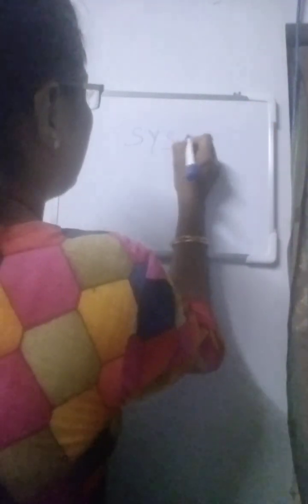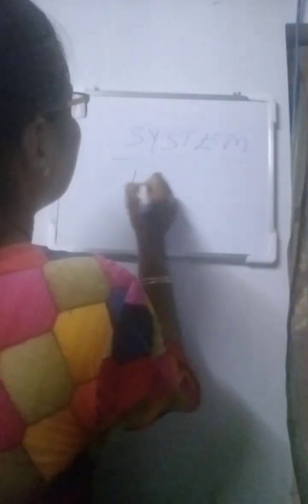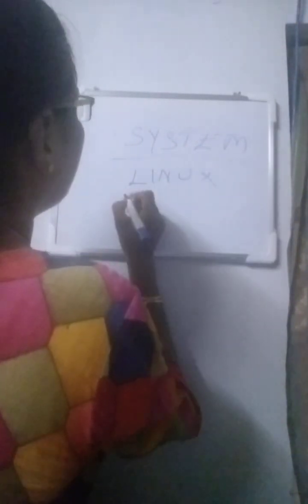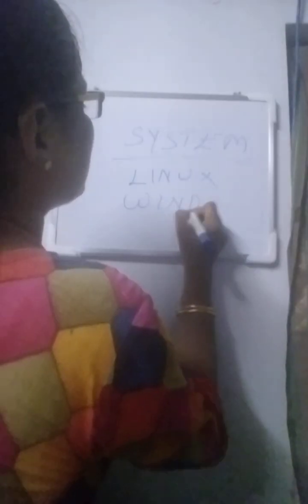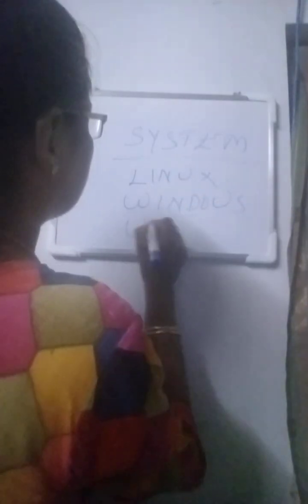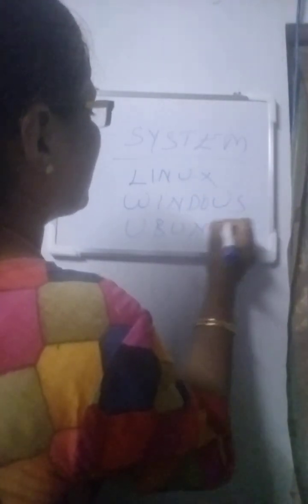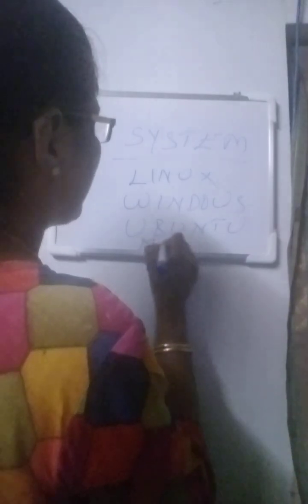System software example. Windows operating system, Linux operating system, Ubuntu operating system, Mac operating system. Okay. Linux operating system, Windows operating system, Ubuntu, Mac operating systems are examples for operating systems, system software.